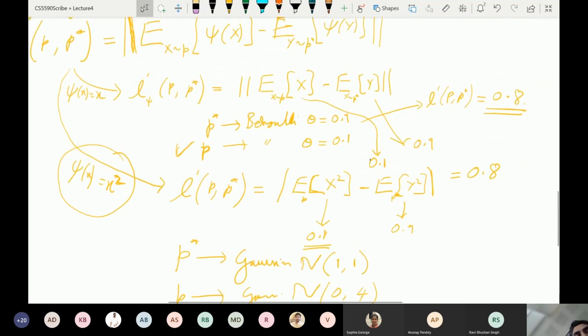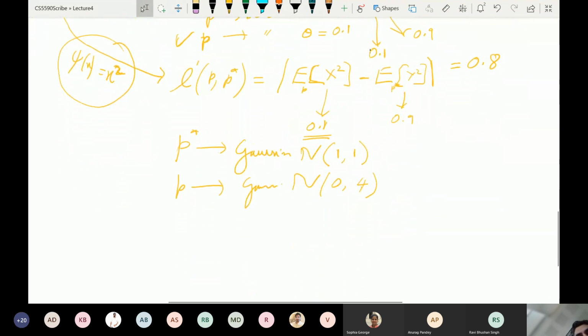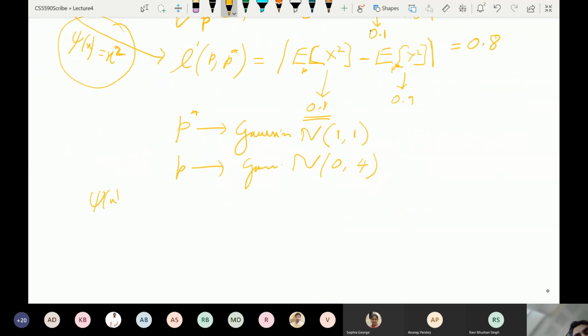The first loss is where I use psi of x equal to x. Suppose the psi function was x. Here I am presenting one loss function for each psi function. If my psi function was x square, I will get one loss function. If it is x, I will get another. You can take any psi function.